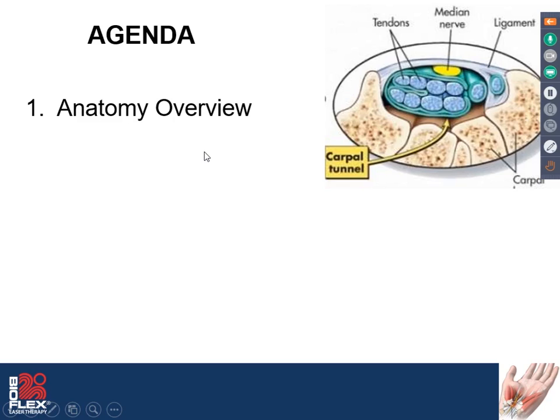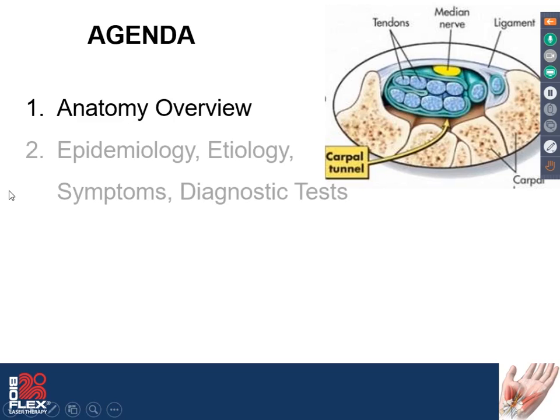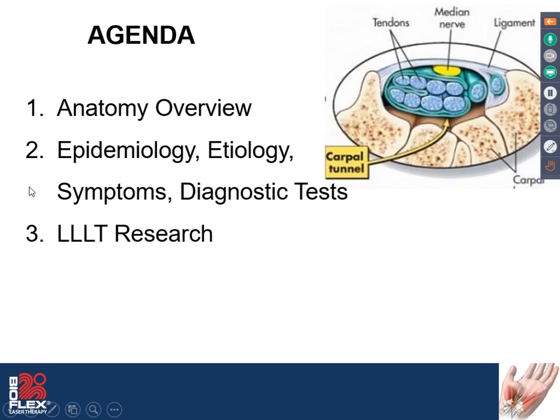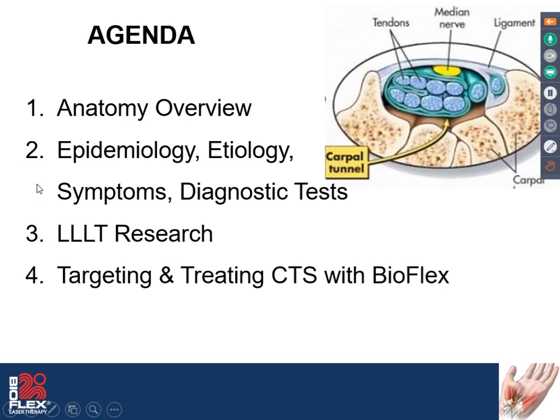Okay, well, let's get started. As far as the agenda goes today, I'm going to do a brief anatomy overview of the carpal tunnel, a bit about the epidemiology, etiology, symptoms, and diagnostic testing for carpal tunnel syndrome. Again, this is a review for everyone, I'm sure, but it's always nice to have a good review from the days of when we were in class. I'm going to present a bit of research on carpal tunnel syndrome and low-level light laser therapy. And then specifically how we target and treat carpal tunnel syndrome with our equipment.